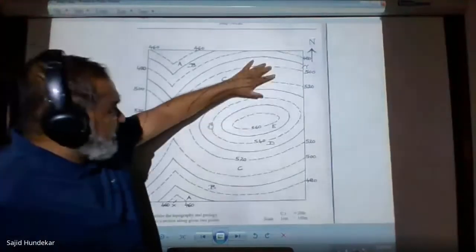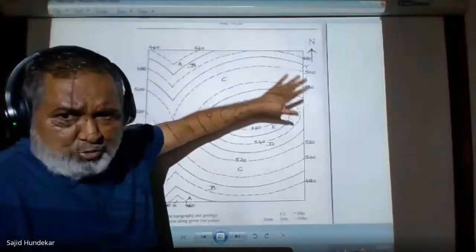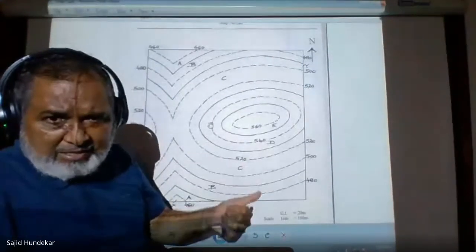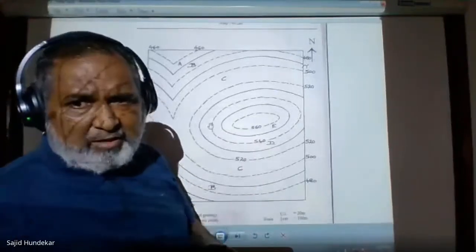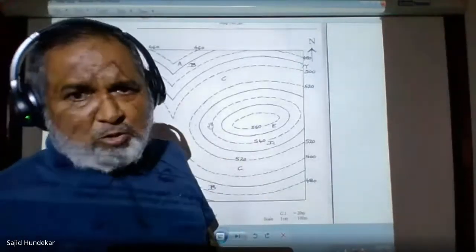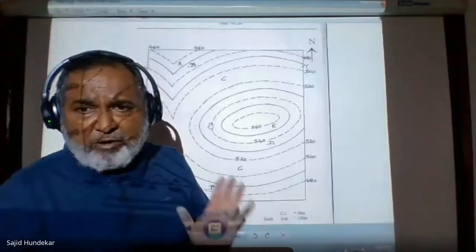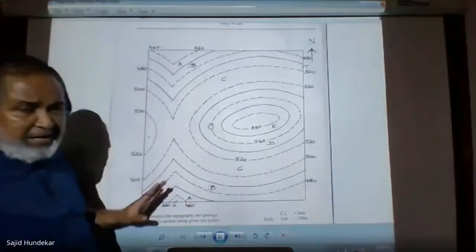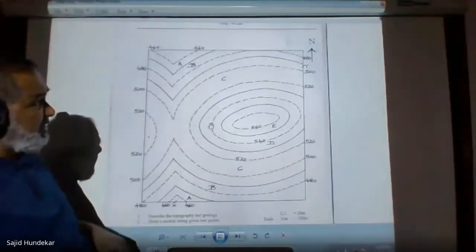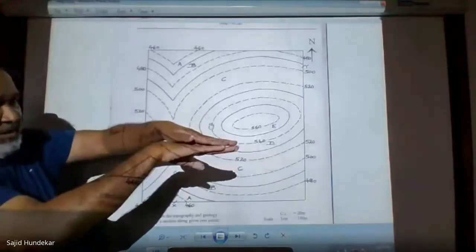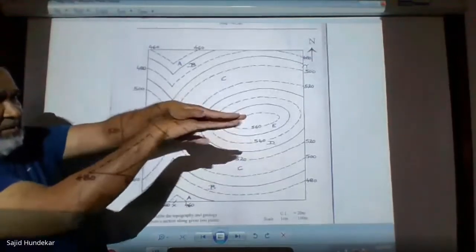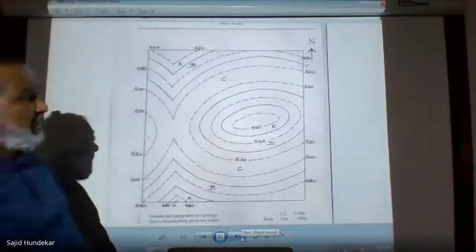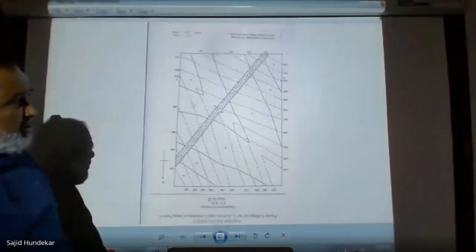They are not intersecting. So when the contour lines and the dark lines are parallel together, this type of map is called a horizontal bed map. The beds are one above the other: first, second, third bed, and they are parallel to the horizontal surface. So they are called horizontal beds.